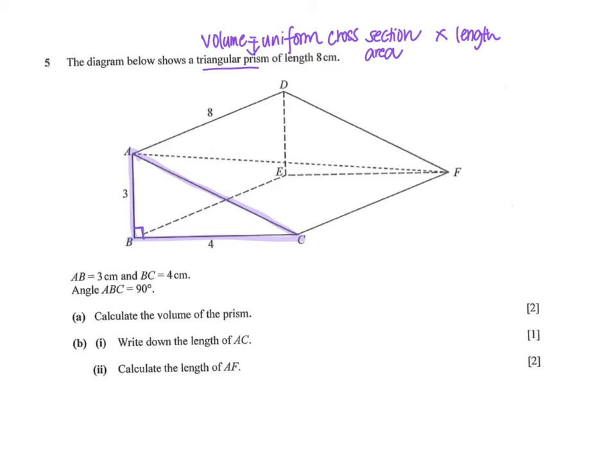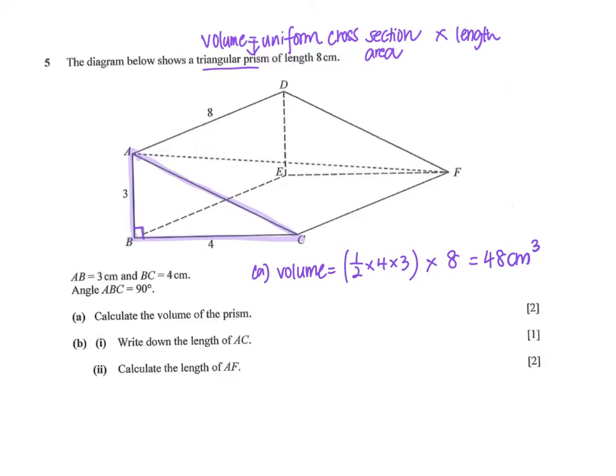Number 1, calculate the volume of the prism. In this case, the volume of the prism will be given by taking the uniform cross-sectional area, which is the triangle. Area of triangle is half times base times the height. And we'll multiply this cross-section by the length. Length is 8 cm. And then we'll be able to get the volume to be 48 cm cubed. That's for part A.